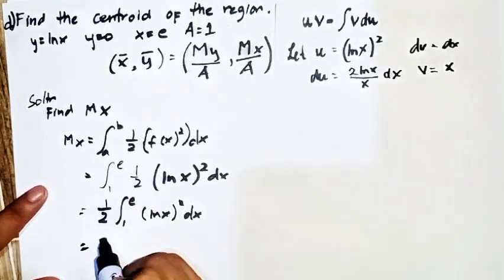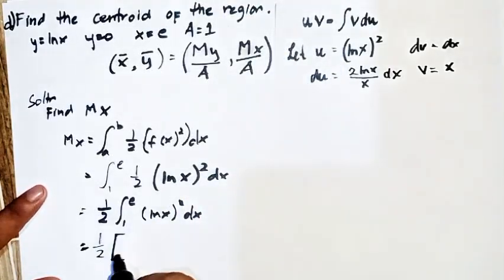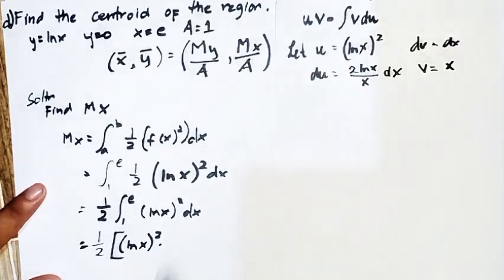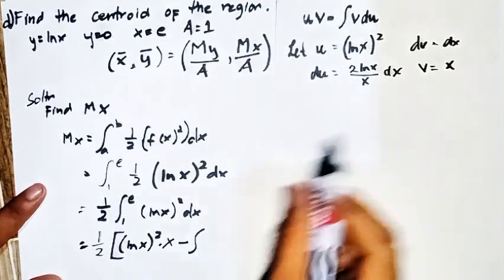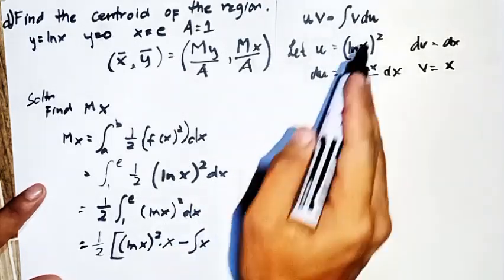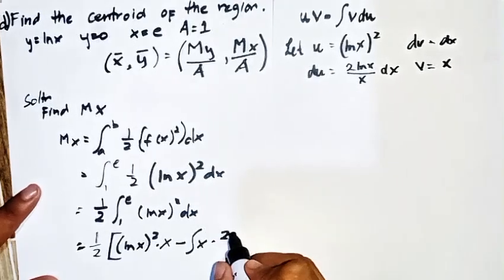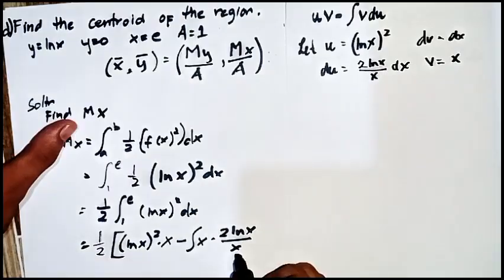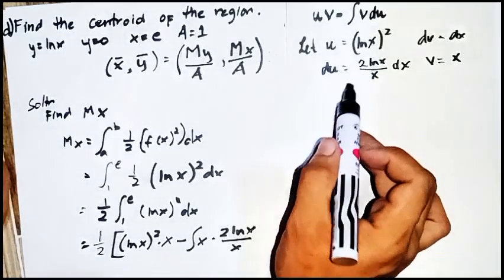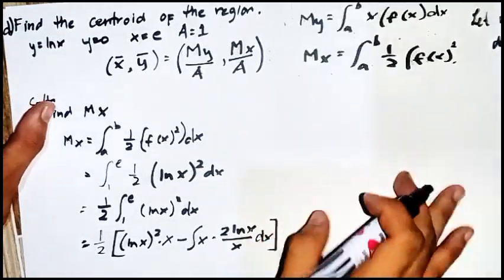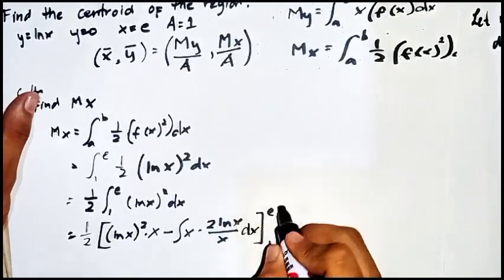Let's put this into our problem. So 1/2 integral of u, which is (ln x)^2, times our v, which is x, minus the integral of v, which is again x, times our du, which is 2 ln x over x. That is our du. Now, don't forget the dx and our lower and upper limit.